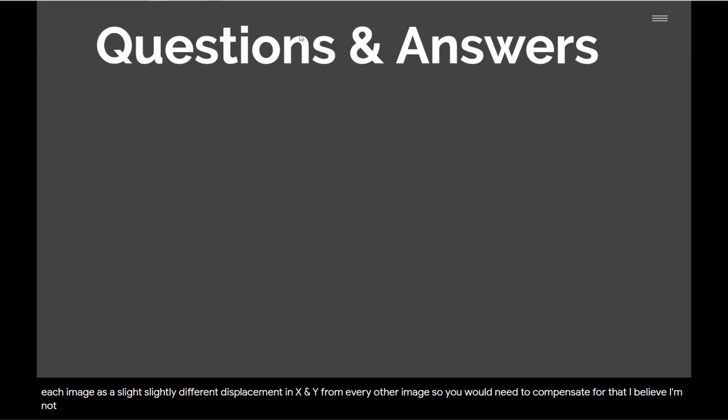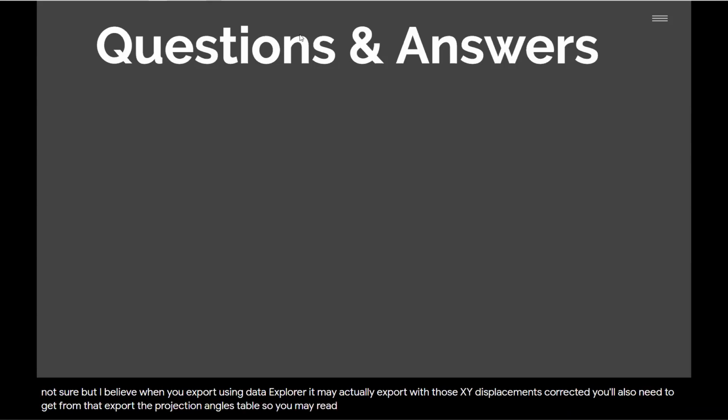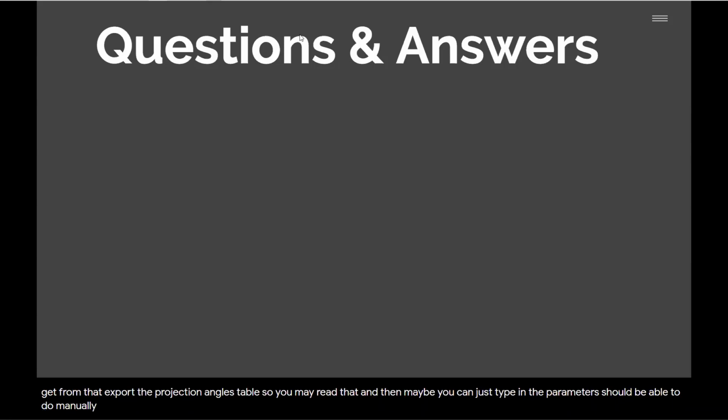I'm not sure, but I believe when you export using Data Explorer, it may actually export with those XY displacements corrected. You'll also need to get from that export the projection angles table. So you may read that and then maybe you can just type in the parameters. Should be able to do manually. We won't be implementing the TXRM decoder because it's proprietary to XRadia and it's not something they've asked us to do. All right, I'm going to move on to the next question.